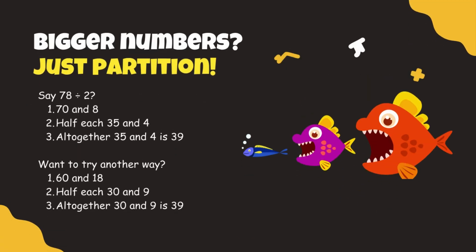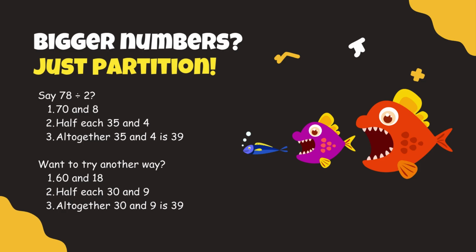With bigger numbers we just partition, i.e. break them up. Let's take 78 divided by 2. Let's make it into 70 and 8. Half of these are 35 and 4, which gives us 39.